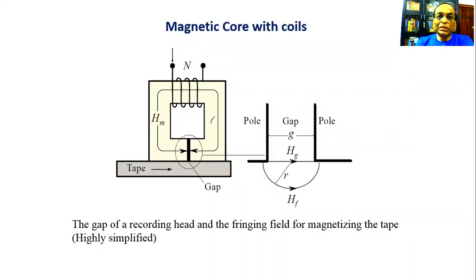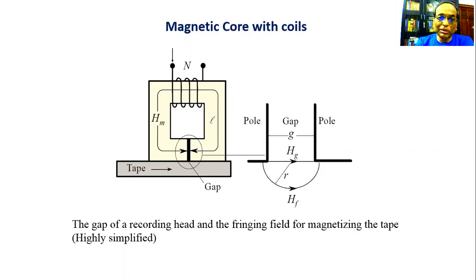This is the very basic scheme of the recording system, recording head and the data storage tape. The coil is placed in a magnetic core.